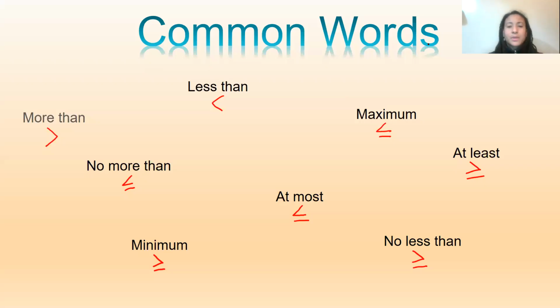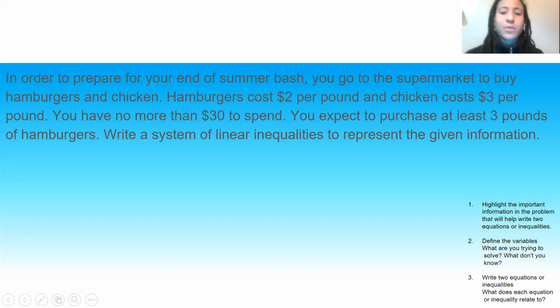All right. So here we go. All right, here's our first question for inequalities. So now in order to prepare for your end of summer bash, you go to the supermarket to buy hamburgers and chicken. Hamburgers cost $2 per pound and chicken costs $3 per pound. You have no more than $30 to spend. You expect to purchase at least 3 pounds of hamburgers. We want to write a system of linear inequalities to represent the given information.